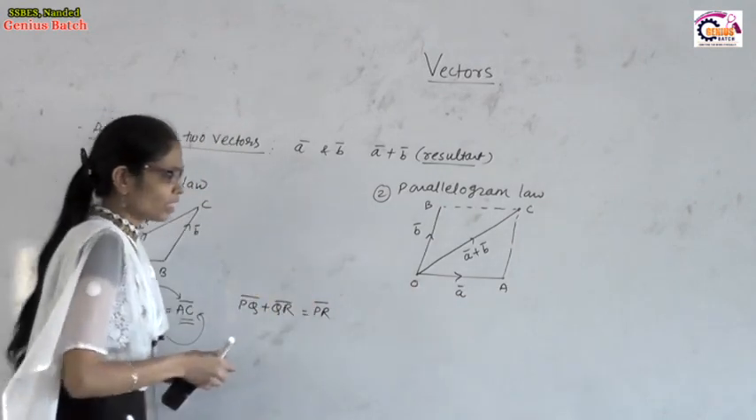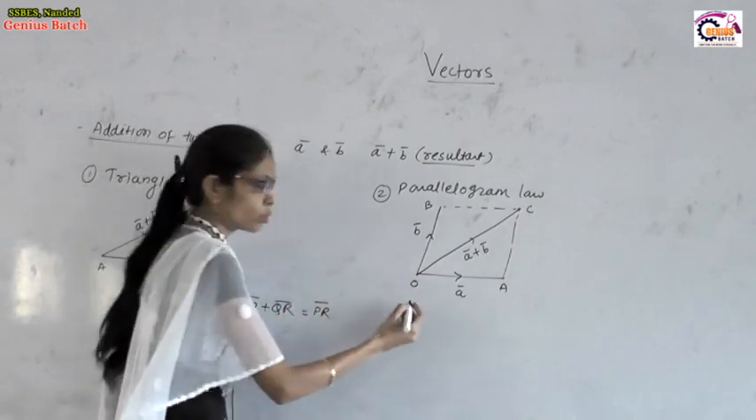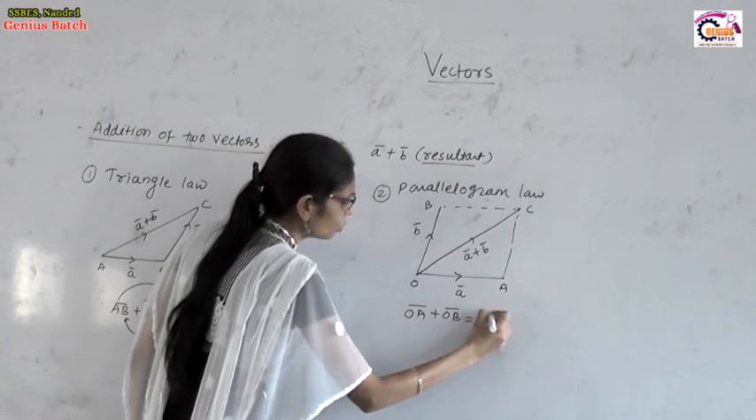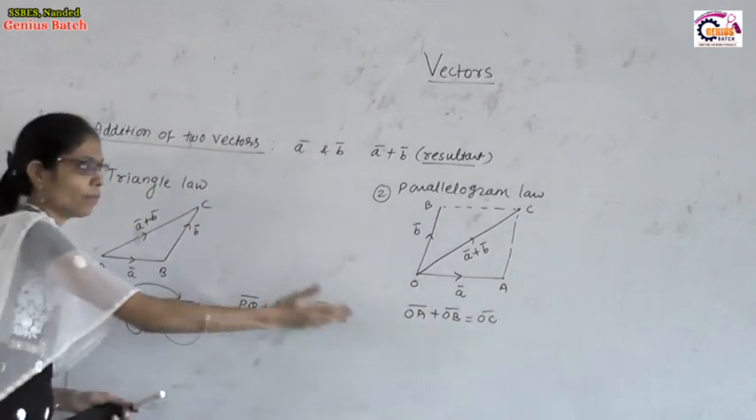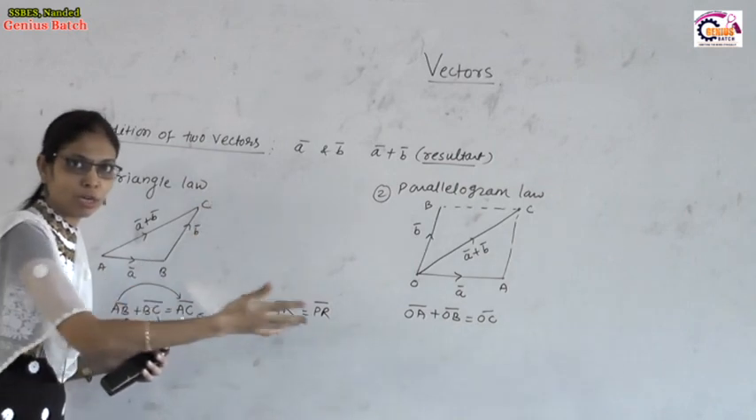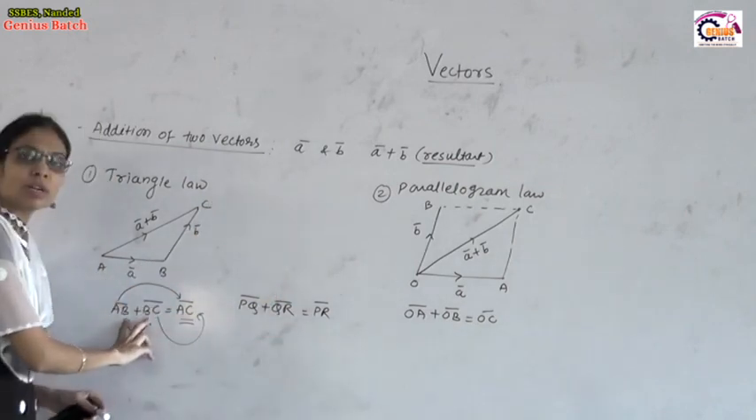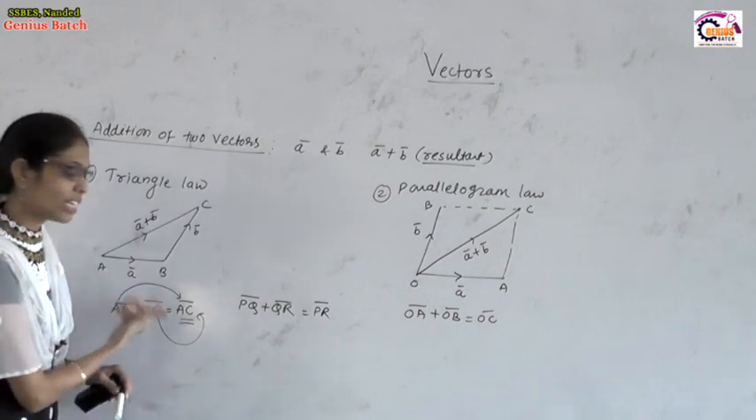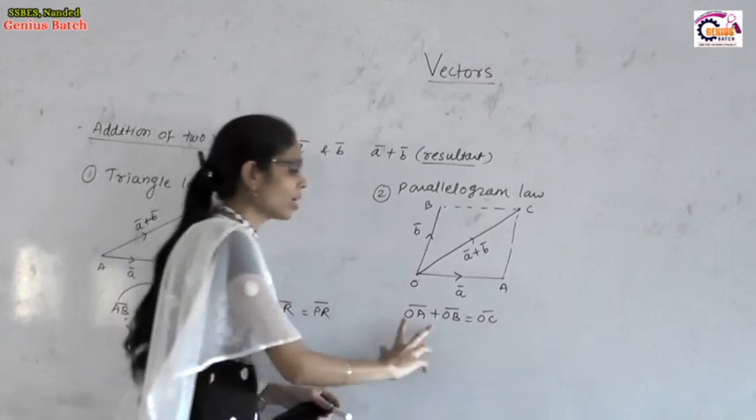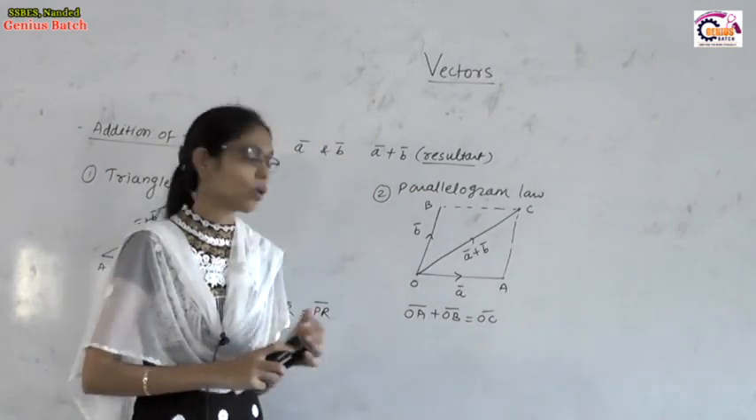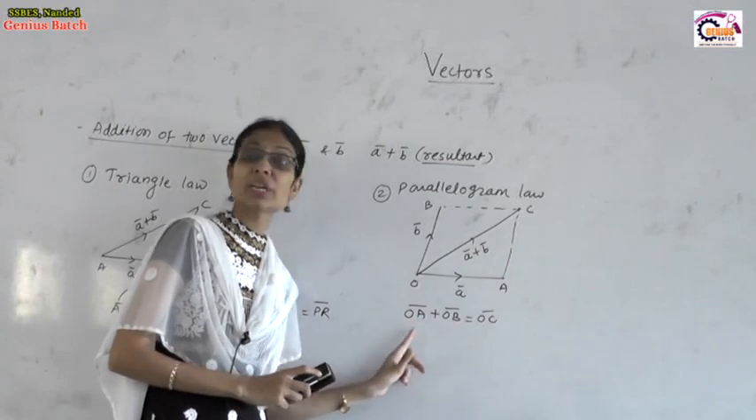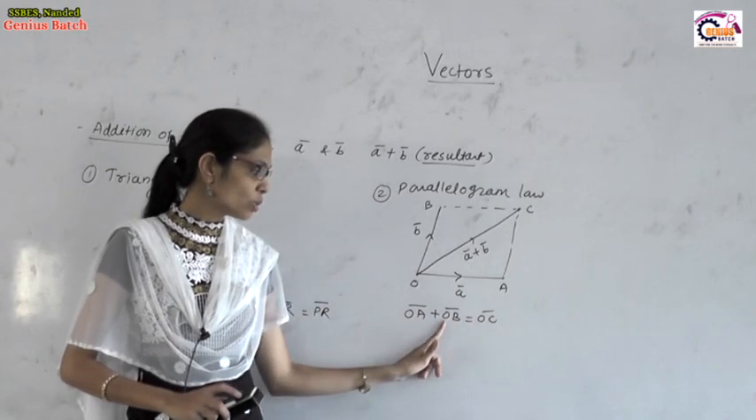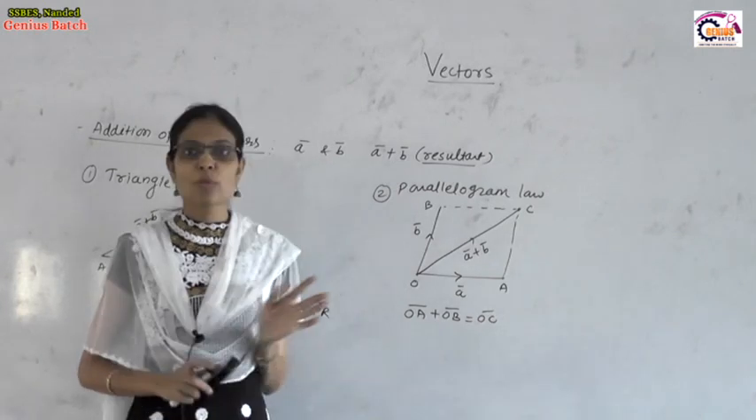Okay, so you can see the difference between these two. Here I can write vector OA plus vector OB is equal to vector OC. So you can see the difference between the triangle law and the parallelogram law. In the triangle law, one of the points is common in between, that is, the terminal point of the first vector is the initial point of the second vector. But in the case of the parallelogram law, both the vectors have the same initial point and the resultant will also have the same initial point. So these three are the same in the case of the parallelogram law.